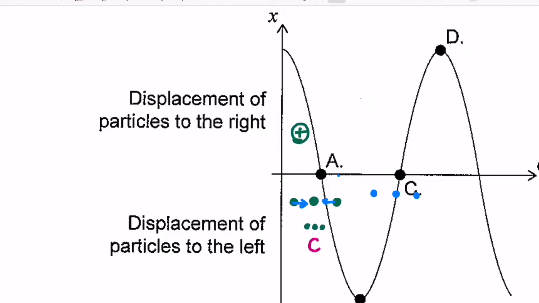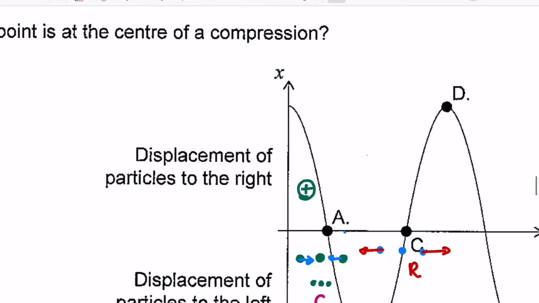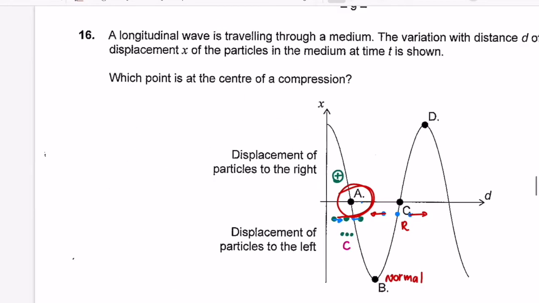Similarly, if you check, this one has moved to the left, this one has moved to the right. So this is a rarefaction. This is a normal pressure point. So we are looking for a compression, so answer should be A.